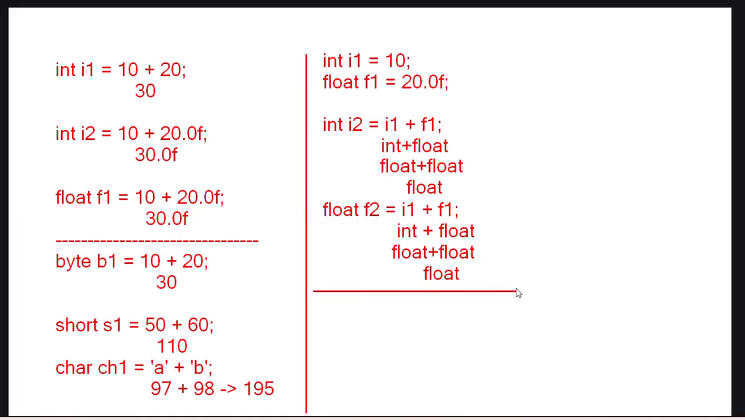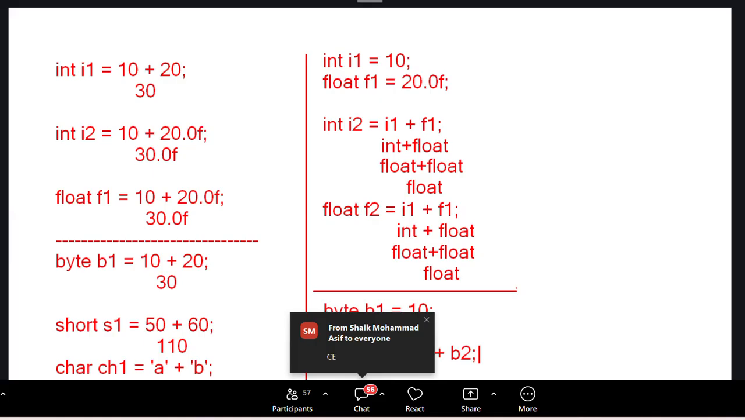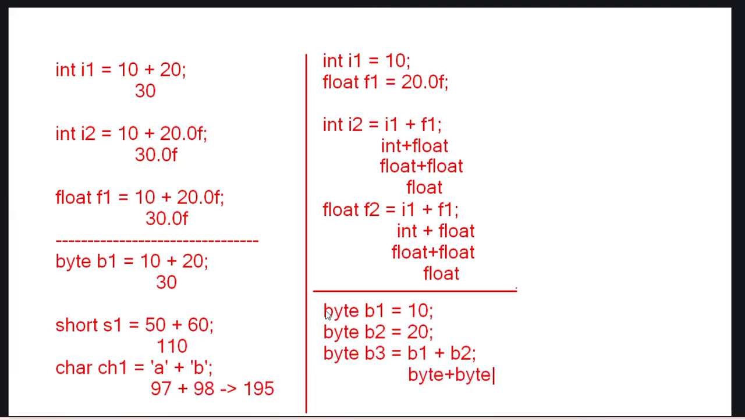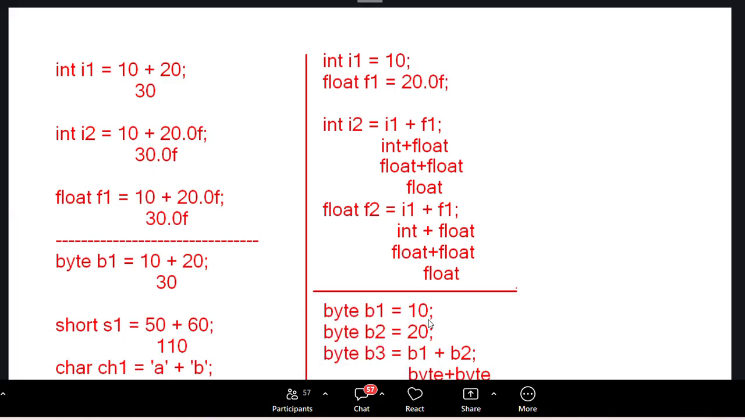Everyone understand this case? Now tell me, I am writing byte b1 equal to 10. Byte b2 equal to 20. Byte b3 equal to b1 plus b2. Compile or not compile? Not compile. Why? Here, what have I used? Variables. In b1's place what is substituted? Byte. Plus b2's place what? Byte. In an expression, byte is promoted to int. Plus byte is promoted to int. The result is what? Int. Int cannot be assigned to byte.